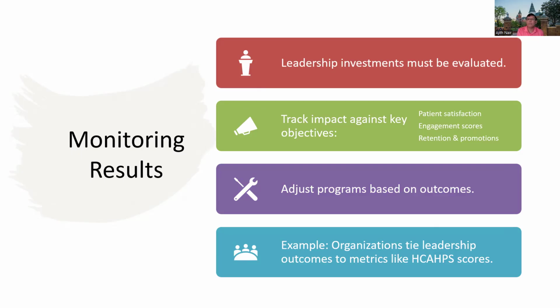Similarly, Kaiser Permanente, they connect leadership to system-wide goals such as quality metrics, employee engagement, outcomes, the turnovers. So if the leadership development is not moving the needle, now you have to adjust the program. The continuous feedback loop ensures to an organization that they are utilizing the resources wisely.